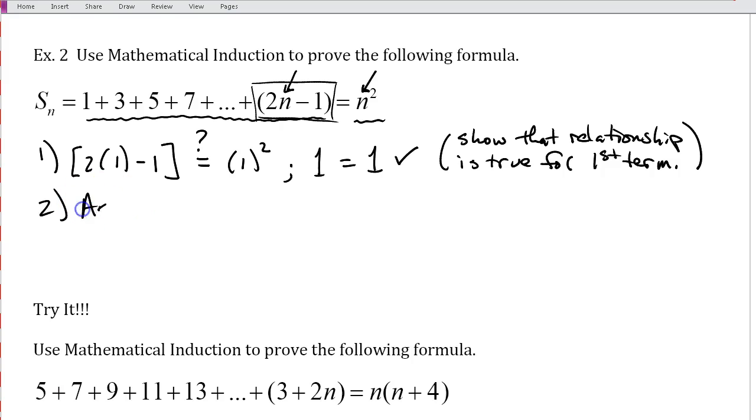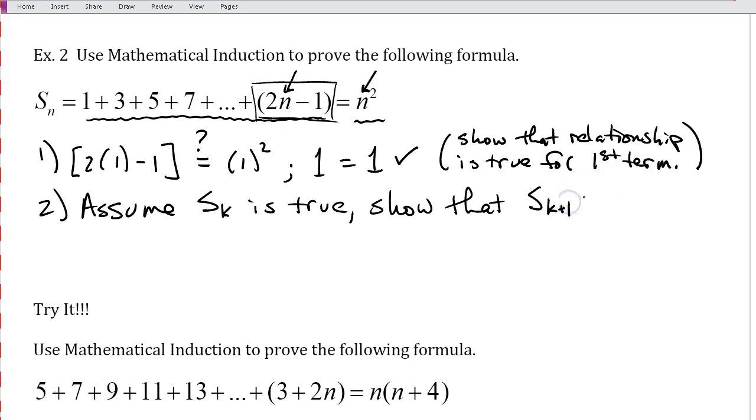We're going to write out: assume S sub k, so if we plugged in k, is true, then what we want to do is show that S sub k plus 1 is also true. So we're going to assume that this is true for S sub k. So if I plugged in k here, we would assume that the sum of the first k terms would be k squared. And then the rest of this is going ahead and proving that.